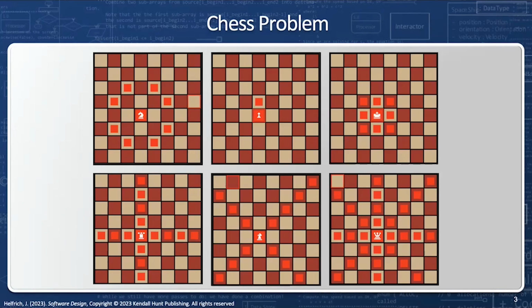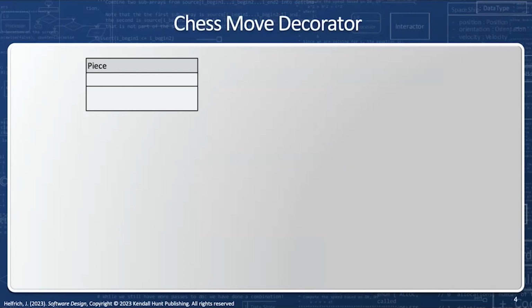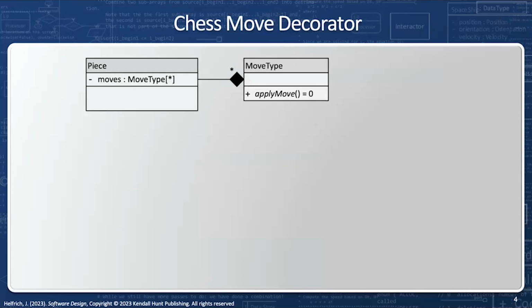Now, we're going to notice that the queen is just a function of the rook and of the bishop. And so we have a bit of redundancy here. Let's see if we can get rid of this with the decorator pattern. So now we're going to have a piece, and the piece is going to have a collection of move types, and the move type is going to have an apply move. Notice the piece can have many move types corresponding to the different types of moves it can execute.